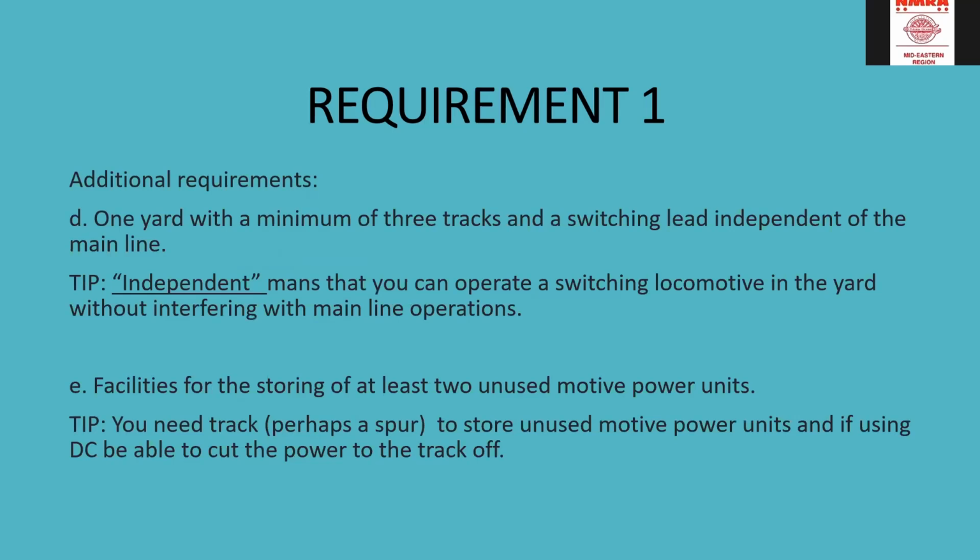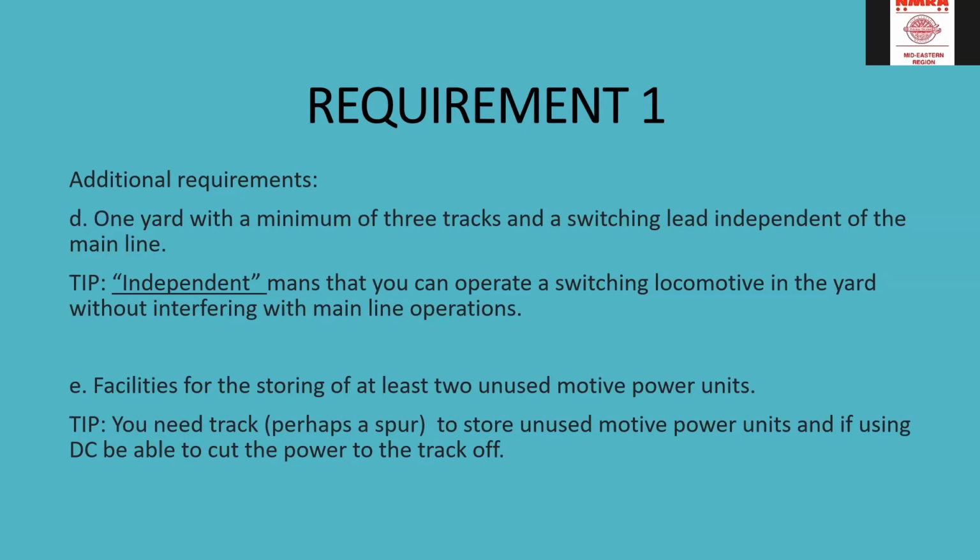Additional requirements: 1 yard with a minimum of 3 tracks and a switching lead independent of the main line. And independent means that you can operate a switching locomotive in the yard without interfering with the mainline operations. So that switching can take place and the working within that yard can be done, but the main line can continue to function like nothing was happening. It's a totally separate operation.